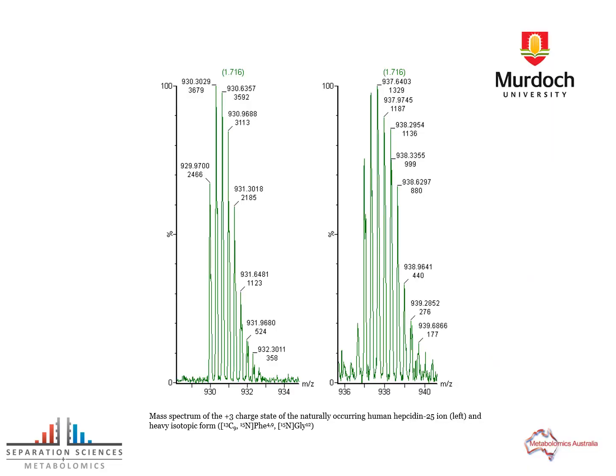In addition, to get high quality measurements, we actually moved towards using a labelled hepcidin form, and in this particular slide we see on the left endogenous hepcidin, and on the right we actually have labelled hepcidin. It's been labelled with carbon-13 and nitrogen-15, and this is the +3 charge state, and the mass difference between our endogenous and labelled is 8 mass units, which is readily resolved using our instrument.